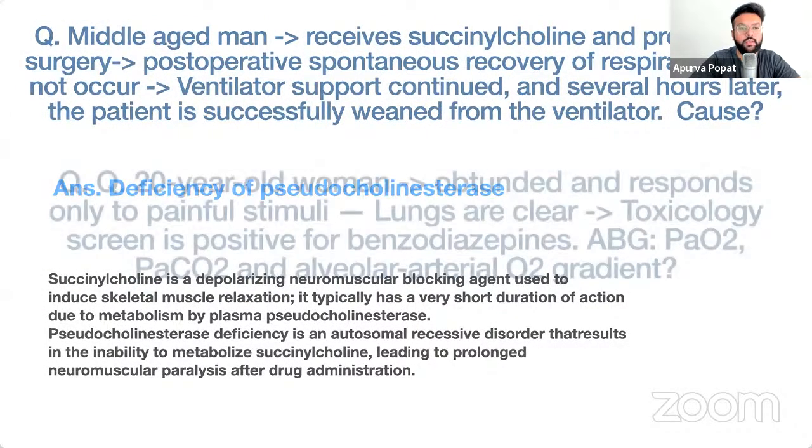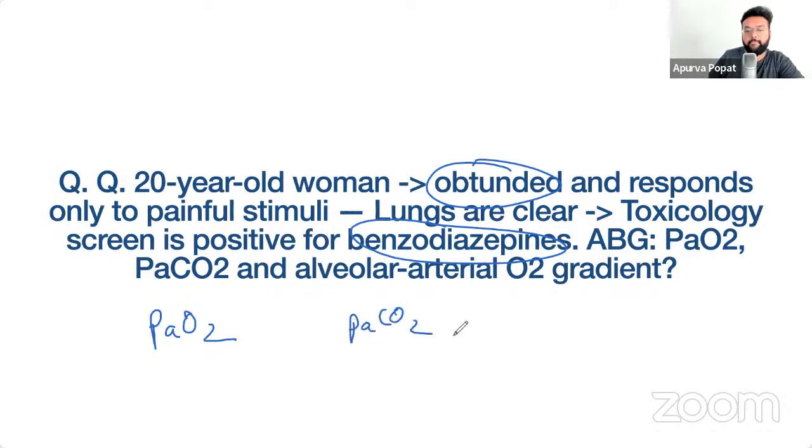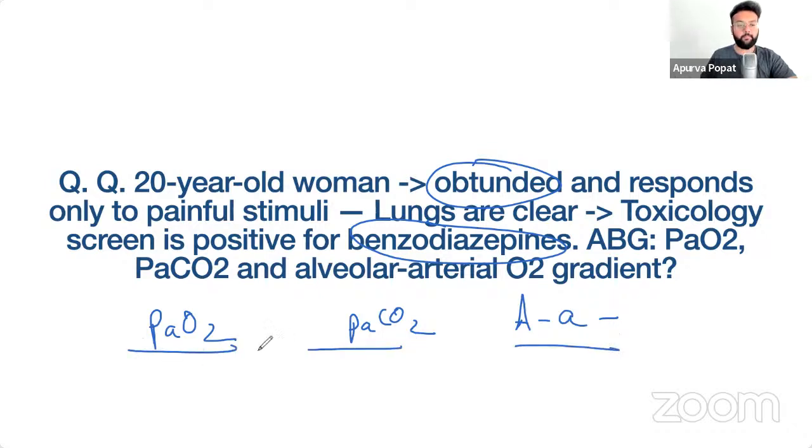Okay, next question. A 20-year-old woman comes to you. She is obtunded and responds only to painful stimuli. The lungs are clear. Toxicology is positive for benzodiazepines. The ABG is showing PaO2. Okay, you are asked the ABG finding. Benzodiazepine toxicity, she is obtunded. What will be the PaO2? What will be the PaO2, guys? What happens in benzodiazepine overdose?